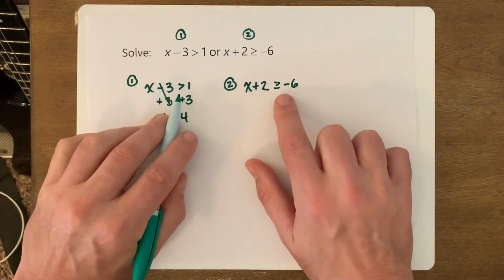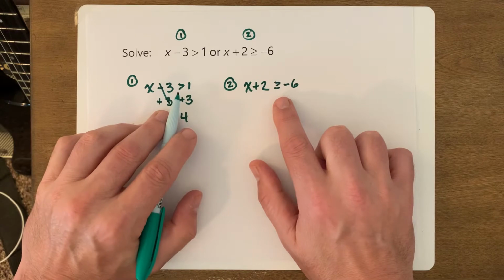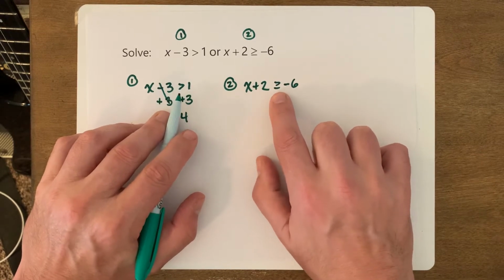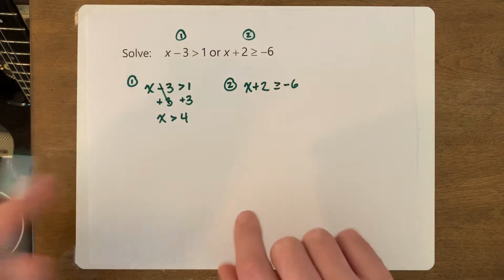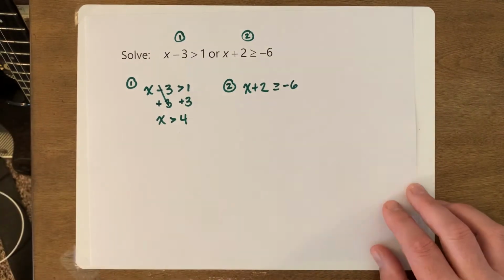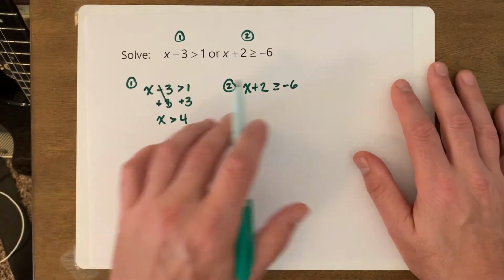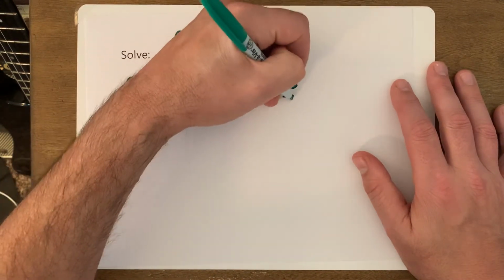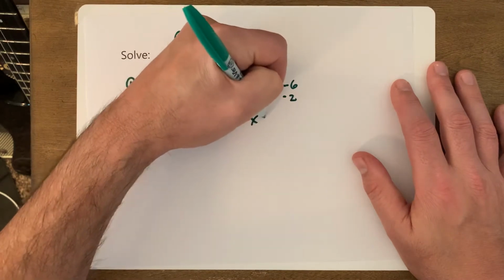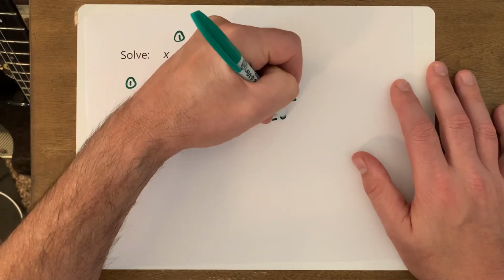And these symbols can flip left or right: less than, greater than, equal to, not equal to, strict, not strict. So these can look like anything too. Don't think that they're all going to look just like this. There are ways to change these things up to make it look different. Subtract 2, and x is greater than or equal to negative 8.